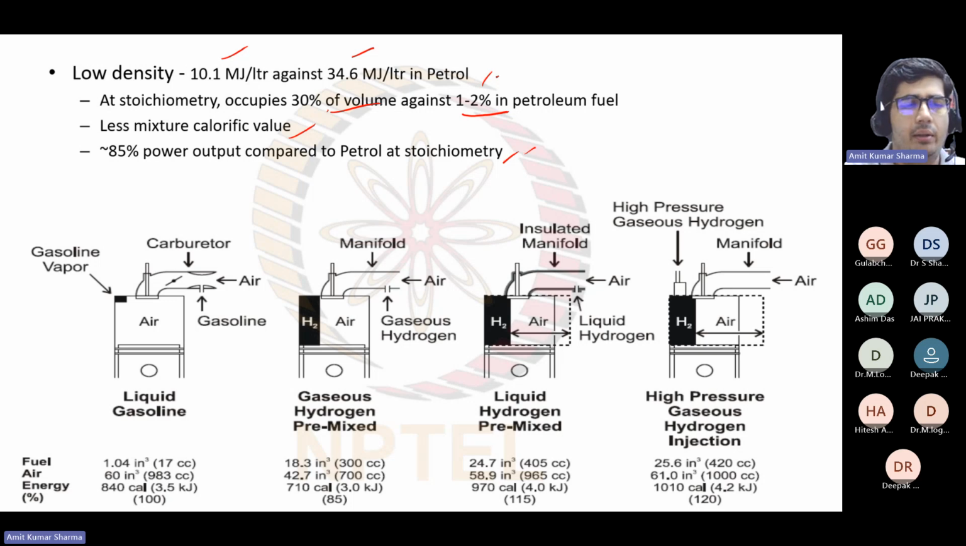If you compare, this is the cylinder volume, and if you're using gasoline, it will occupy only this area, and the whole will be for air. But for the same power output, if you have hydrogen, it will use 30% more volume. So you can see the area occupied. That's why we can use liquid hydrogen premixed or high pressure hydrogen gases.